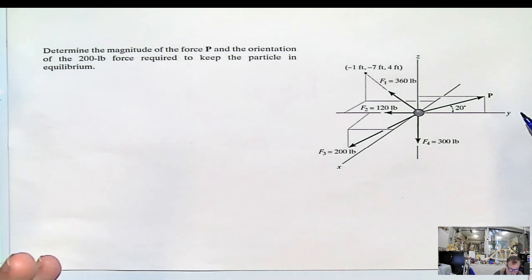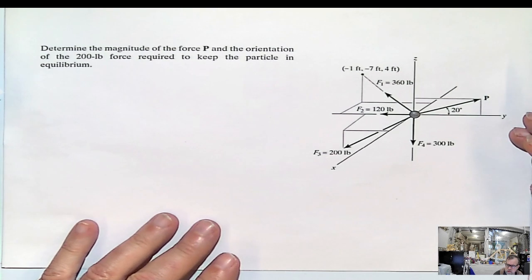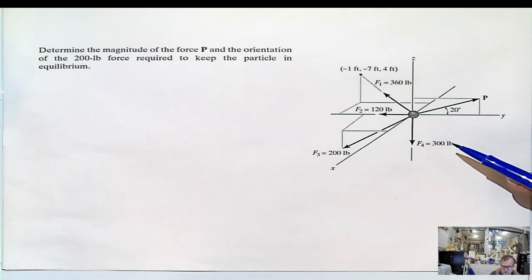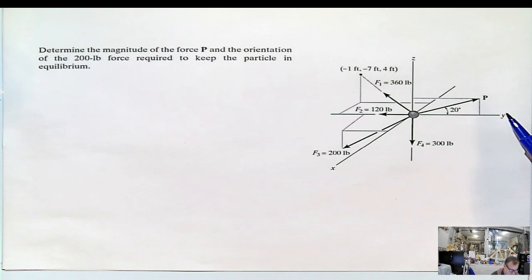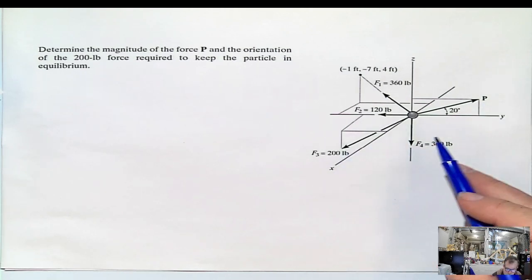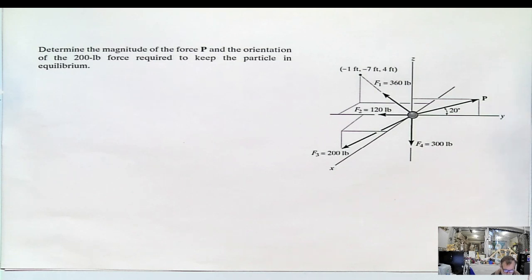For the untrained eye, they see this problem and they say, "Oh, this is so easy." Or if you have a little bit more training and understanding, you say, "Oh my God, I can't solve that problem." Let's see what happens. It says determine the magnitude of the force P and the orientation of this force for equilibrium. That's it. Nothing out of the ordinary here.